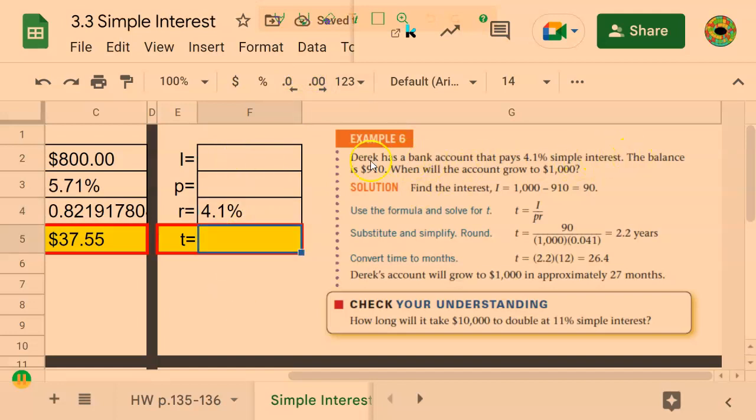And then it says the balance is $910. That's the principal. What you're starting with, dollars. And you want the account to grow to 1,000, which you're almost there at $910. So to go to 1,000 means you only need $90 more. That's a dollar amount as well. And the question is, how long does that take?